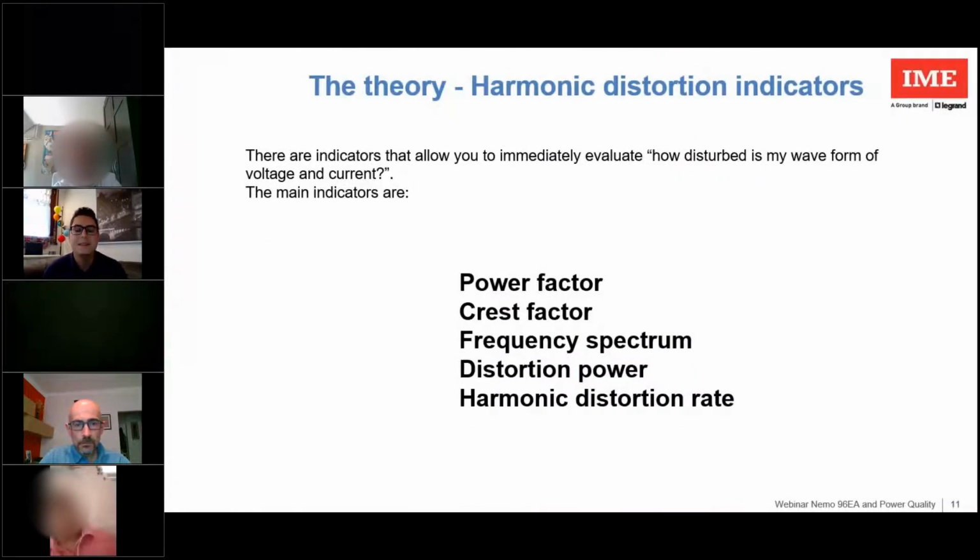But what are the indicators used to evaluate how disturbed my waveform really is? Among these we find the power factor, the crest factor, the frequency spectrum, the distortion power, and the harmonic distortion rate.